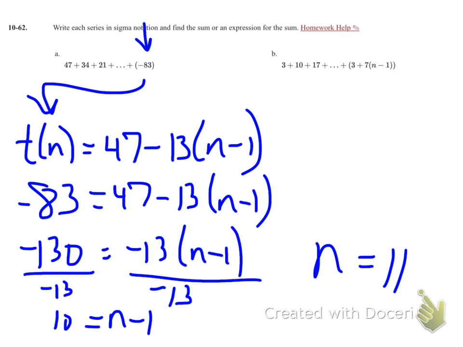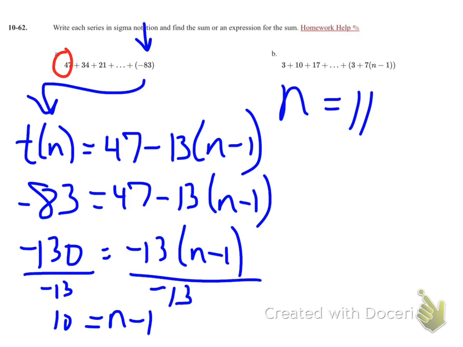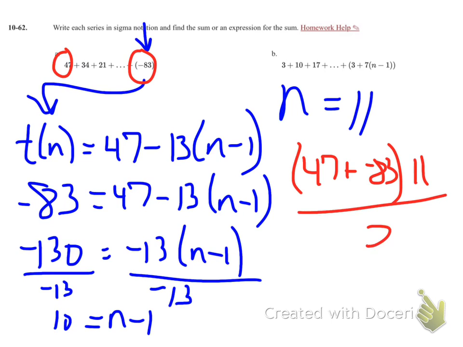Once I know that there are 11 terms in the series, I'm going to use my formula: first term plus last term. So 47 plus negative 83, times 11 terms, divided by 2. That is going to end up being the sum is negative 198.